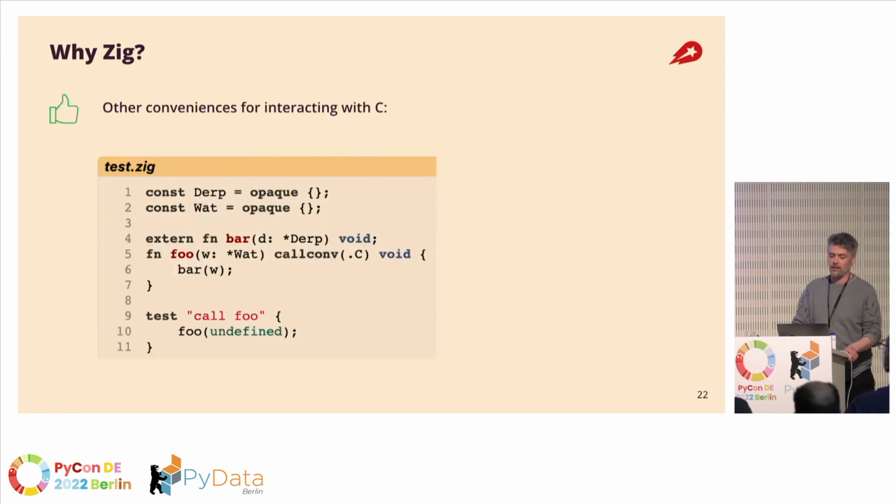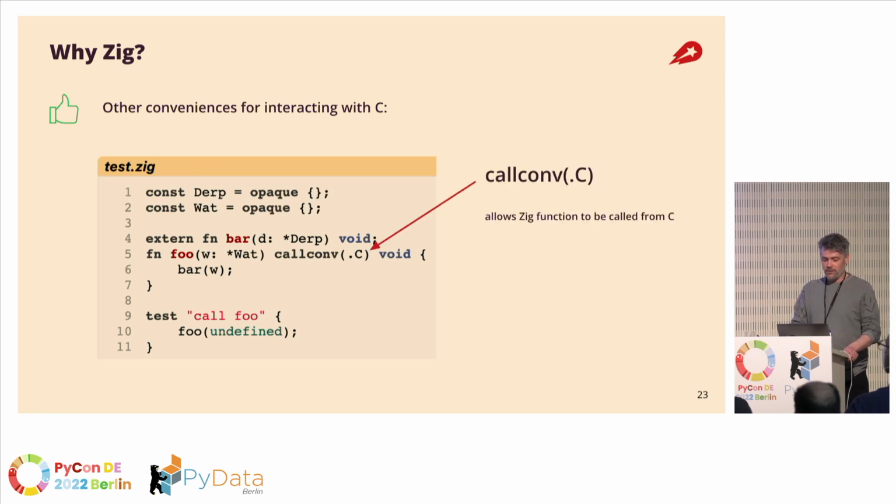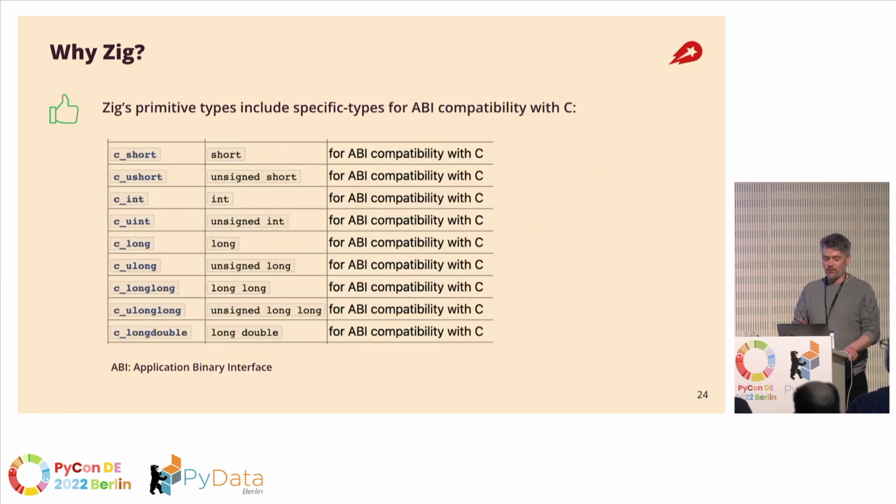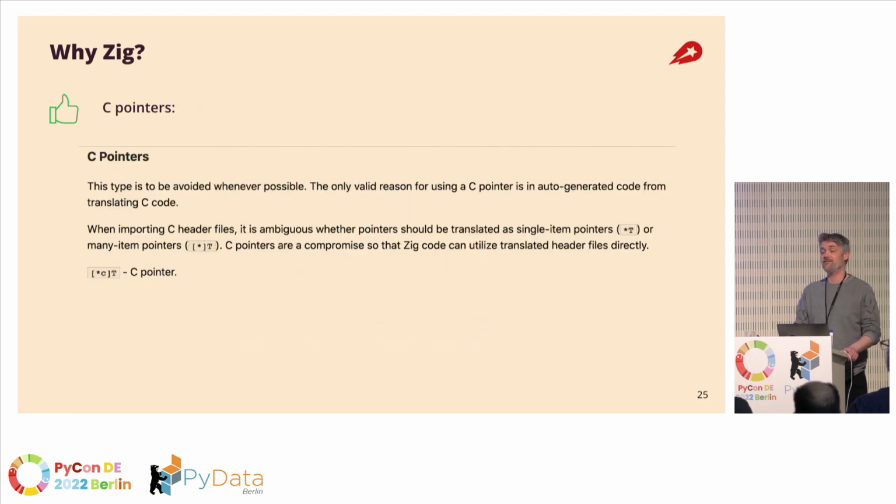So the second feature: here we have a function in Zig that can be called from C with the call convention C style, which allows a Zig function to be called from C. It has primitive types for specific ABI compatibility with C: shorts, ints, longs, etc. It even has C pointers, even though you're not supposed to use these.